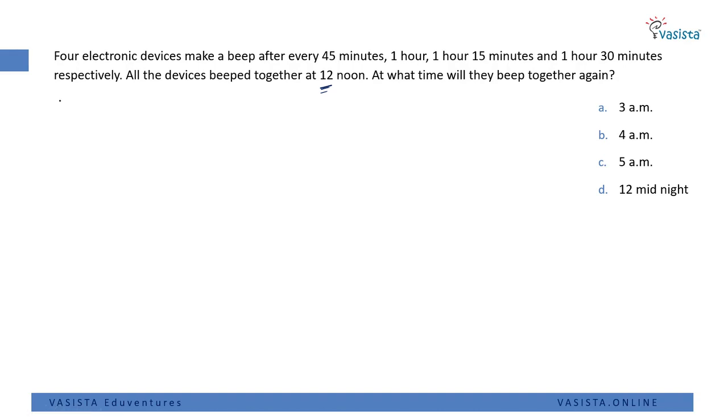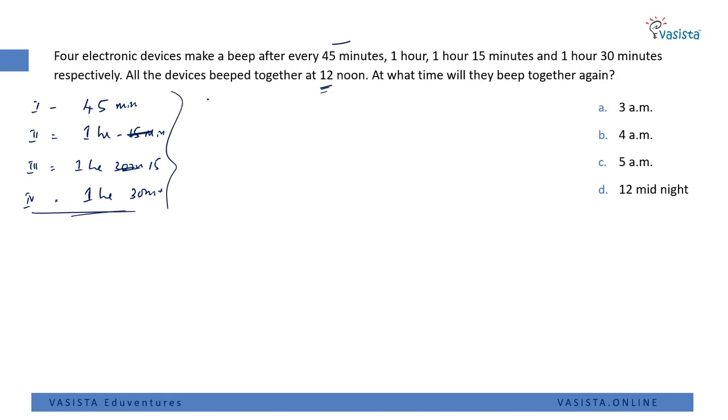So now let us check out here. Four electronic devices. The first device is going to beep every 45 minutes, right? The second device is going to beep every 1 hour, the third is 1 hour 15 minutes, and the fourth one is 1 hour 30 minutes. Now we need to convert it into minutes, right? Let us go with this.